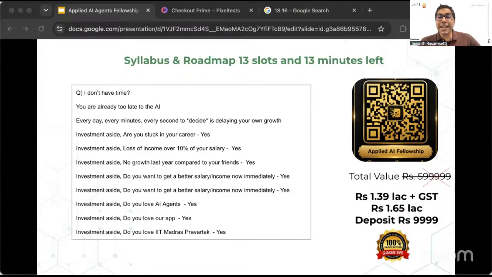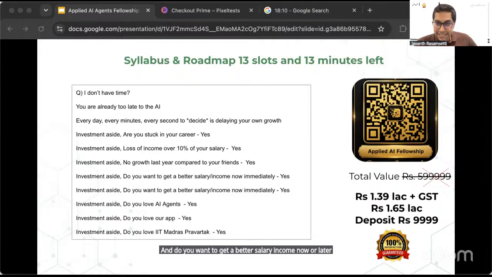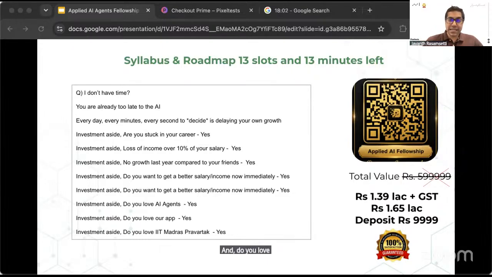Investment aside, are you stuck in your career? Yes. And do you want to get a better salary income now or later? Yes. Do you love AI agents? Yes. And do you love our app? Yes. And do you love IIT and Pravartak? Yes. So decide carefully, decide wisely, and come in.